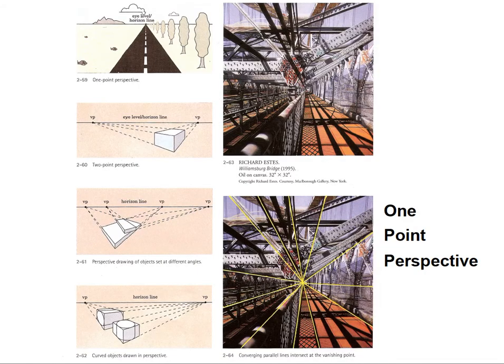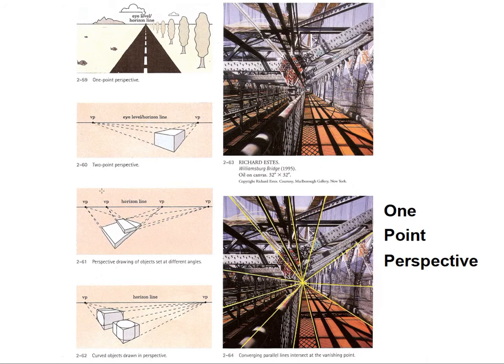One-point perspective utilizes a single vanishing point like you see here in this top example. You have a horizon line or eye level line. The sides of the road appear as if they converge at that single vanishing point. In Richard Estes' painting, this diagram shows you where these lines of horizontal structure on this bridge appear to converge.